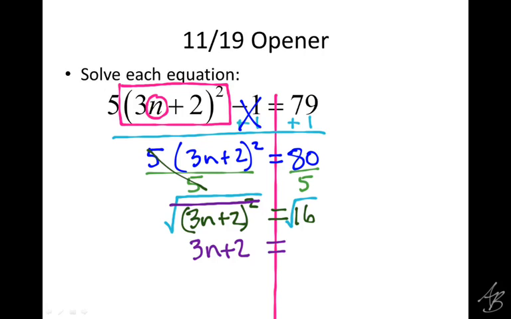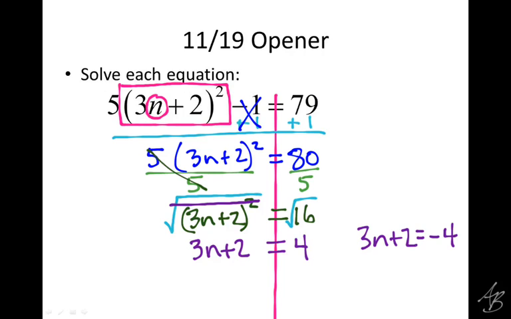4 times 4 is 16, right? Is there any other way I can multiply a number to get 16? Negative 4 times negative 4. All right, so when we take the square root, remember that's the time where we're going to get two different answers. So not only do we get 3n plus 2 equals 4, but we also get 3n plus 2 equals negative 4. Make sure you get both of those. The reason is negative 4 times negative 4 is also positive 16. So this last equation gives us both of these equations. Either one could be true.